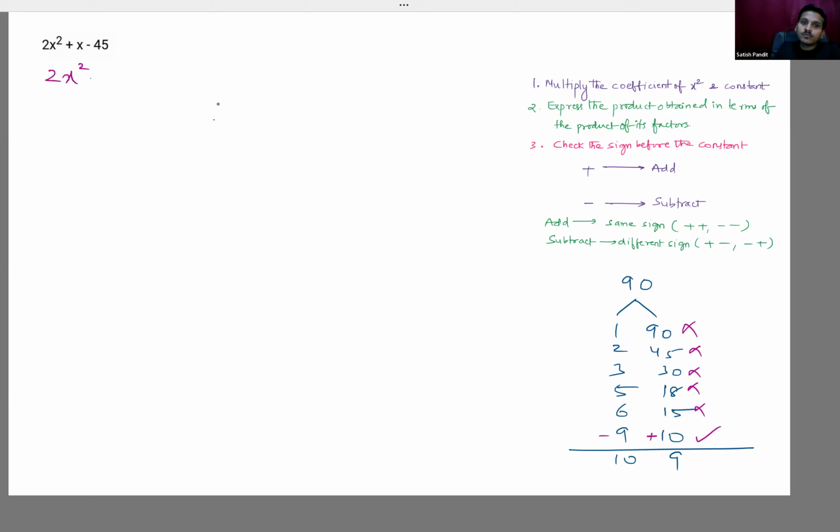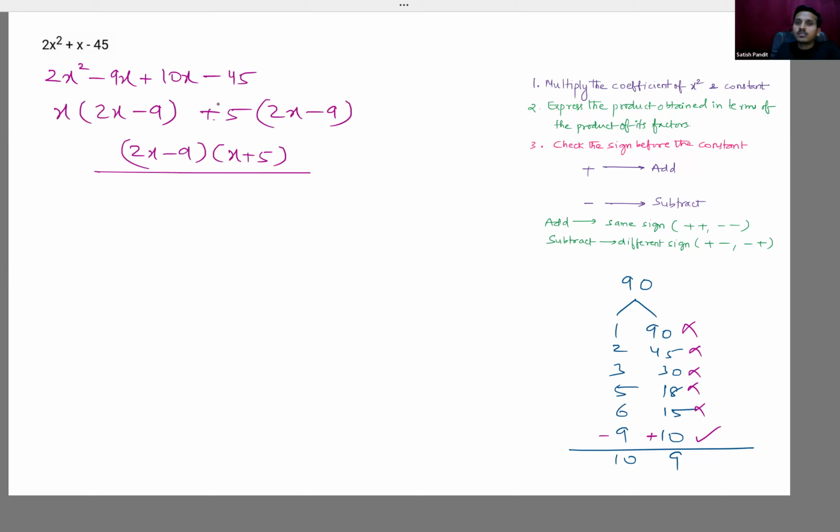So 2x squared minus 9x. Take common from the first two. x is only common. What is left? 2x minus 9 is left. Okay. What is the number? Plus 5. So 2x minus 9, what is left? Check.